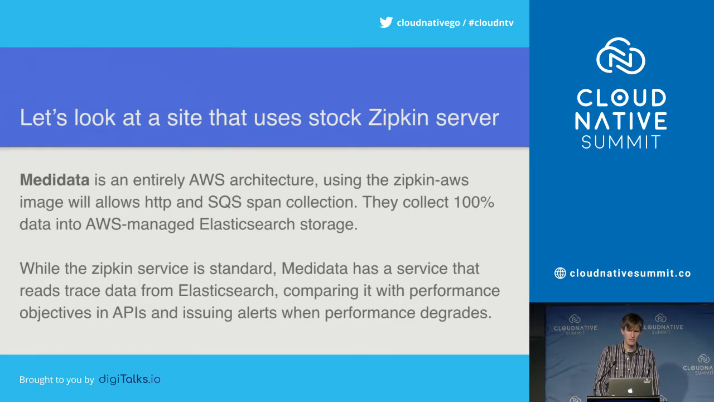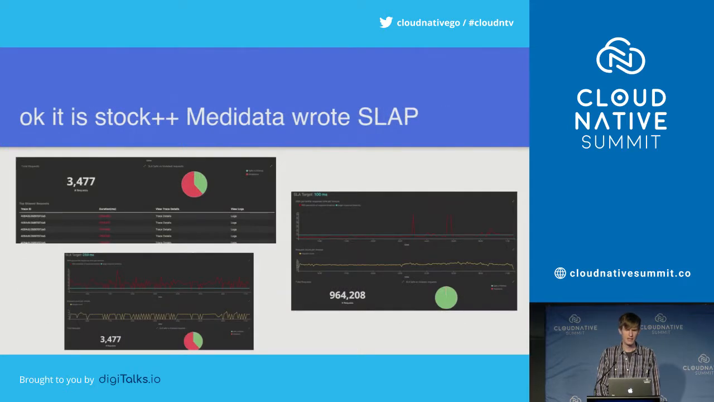And then, I was pointing out the edge cases, but we do have sites that say, hey, just give me the binaries and I'm going to run them. Metadata is an example of that. They're using an Amazon-based deployment, but they're using a stock Zipkin server against managed Elasticsearch. And it is stock, but they wrote a different tool.